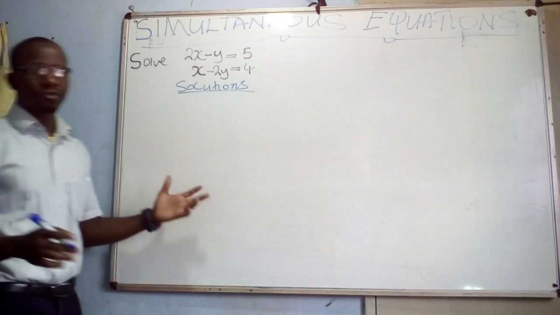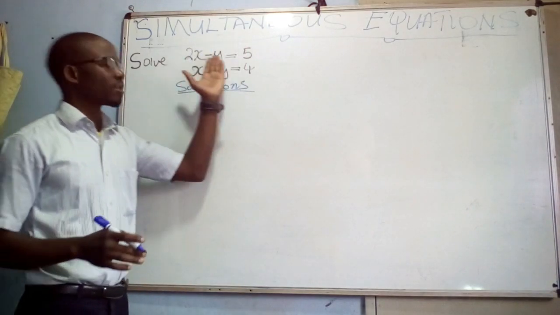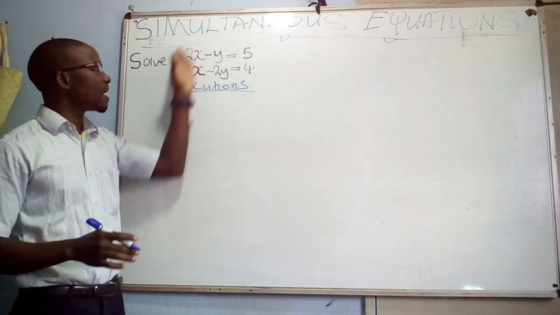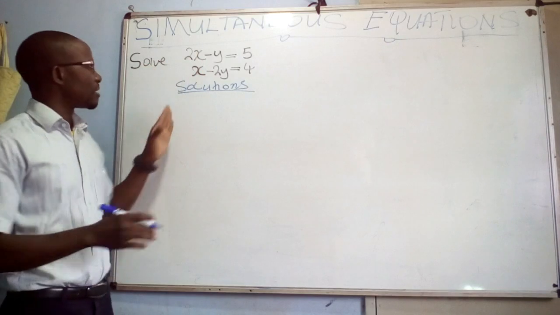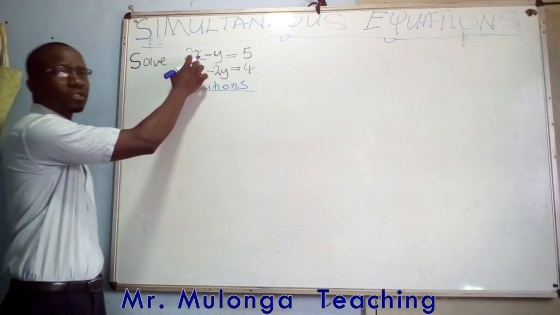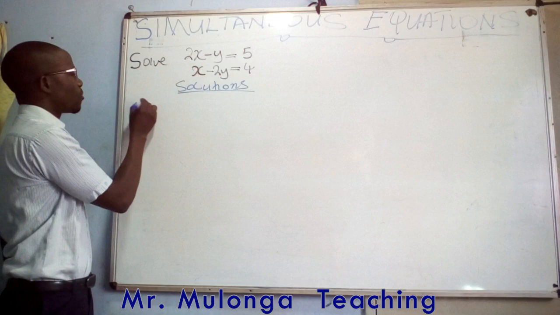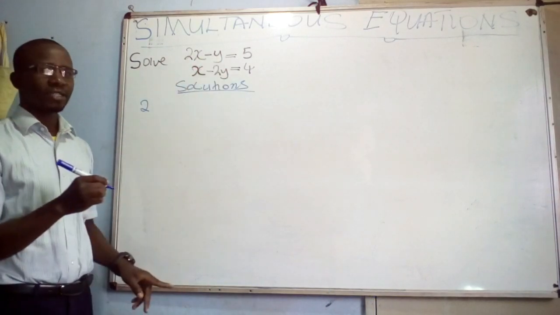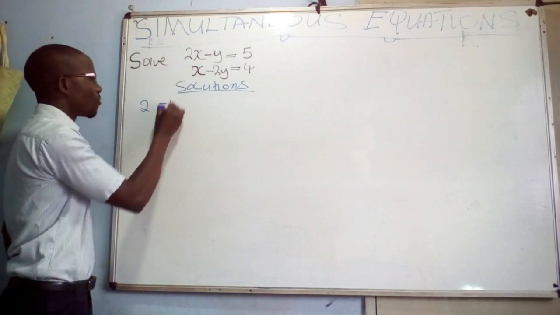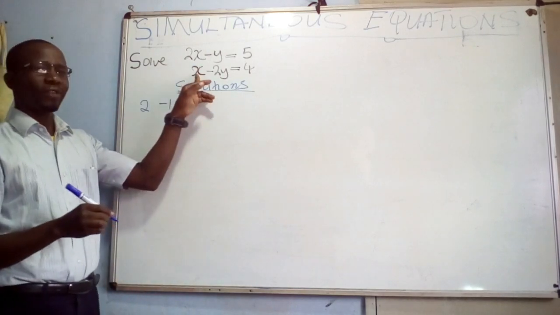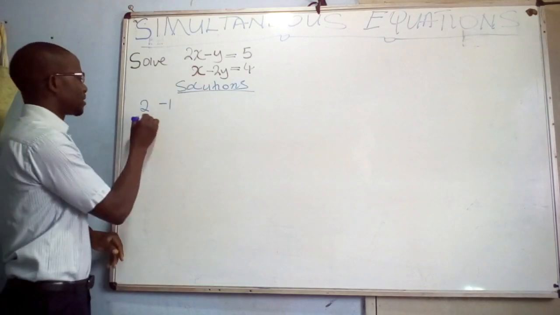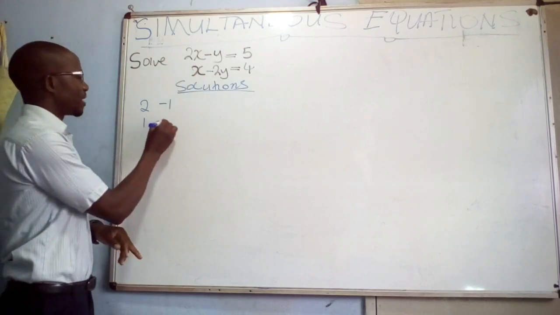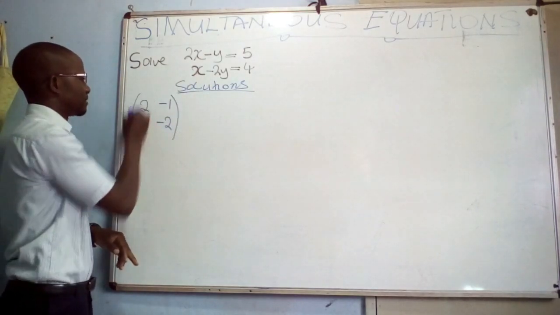Using the matrix method. To use the matrix method, you first come up with the matrix equation, where you consider the coefficients. The coefficient of the first variable x is 2, so write 2. The coefficient of this y is -1, so write -1. The coefficient of this x is 1, so write 1. The coefficient of this y is -2, so we write -2 like that.